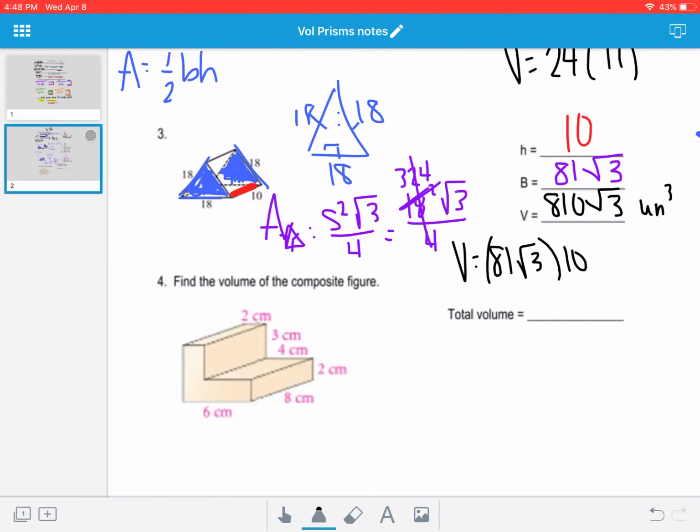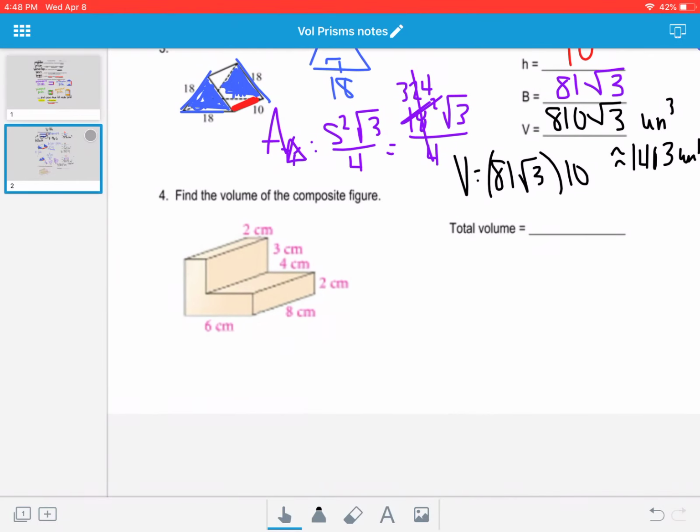If I asked you to round that to the nearest whole number, then I would put that in the calculator and I get about 1,403 units cubed. So just watch the directions, what it says. If it doesn't say where to round or leave an exact form, then it is your choice, you guys.